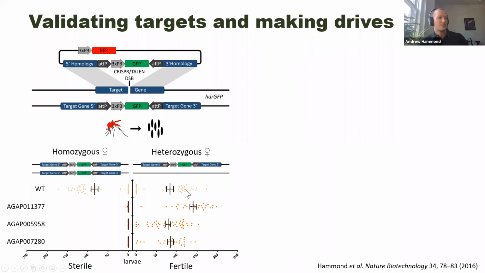So we checked the number of larvae in females carrying a mutation in one copy of the gene, and they looked just like wild type. When we mutated both copies of the gene for these three different genes, 11377, 5958, and 7280, those three genes resulted in complete sterility of females with a homozygous disruption, and it didn't affect males at all. So the next step is, okay, can we convert this into a gene drive?